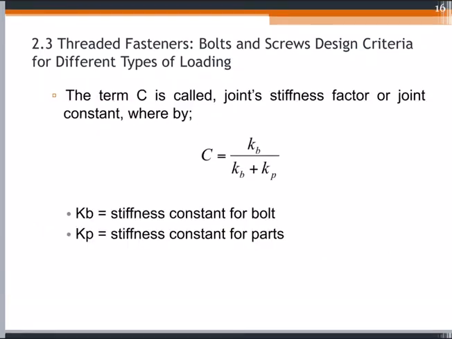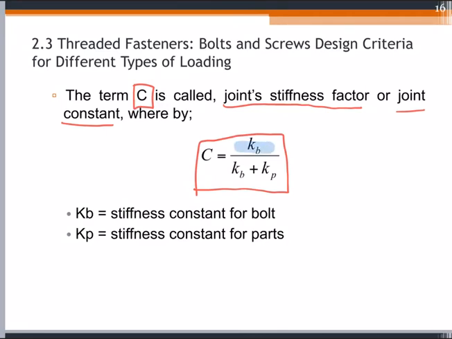C is the joint stiffness factor or joint constant, where the value of the joint stiffness factor can be found from this equation. The joint stiffness factor is equal to Kb over Kb plus Kp. Kb is the stiffness constant for the bolt, and Kp is the stiffness constant for the parts.